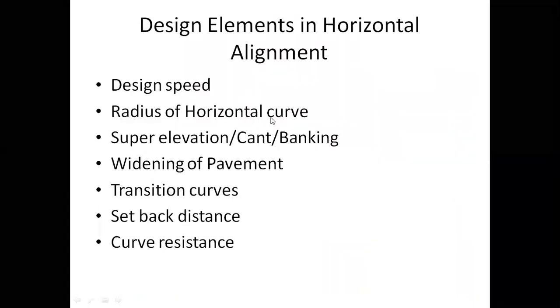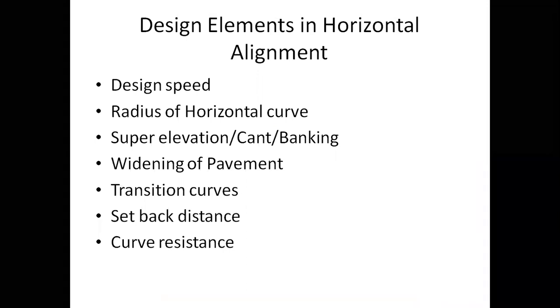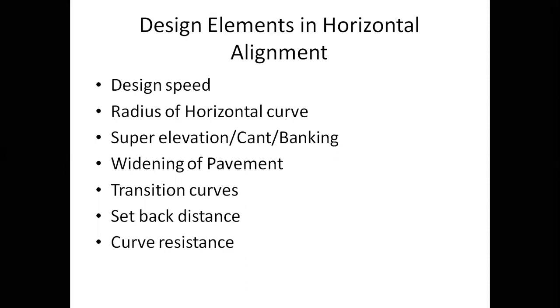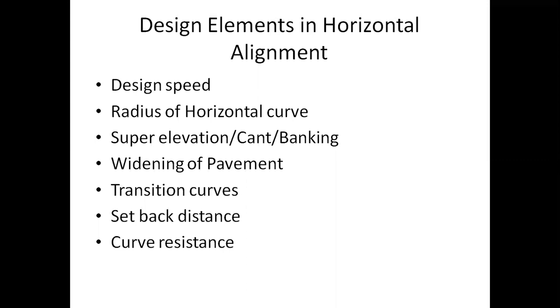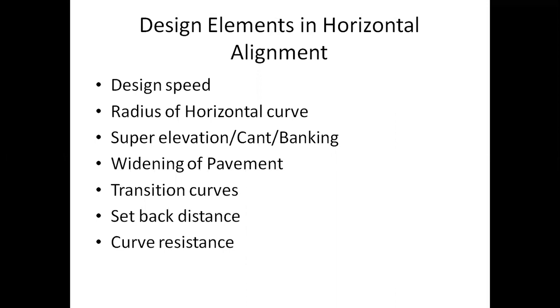The first one is the design speed. If I talk about the design speed, all the geometric design elements like side distance, radius, horizontal curve, and vertical alignment are dependent upon this speed. Generally the design speed of the road mainly depends upon two things. One is the class of roads, that is, the classification of roads.